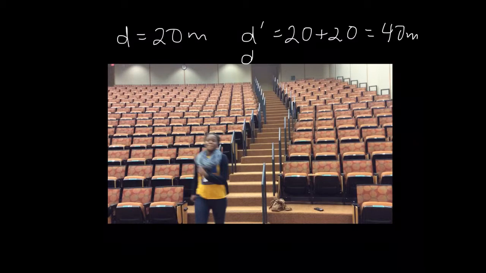Her displacement, however, which is actually the same symbol with just a little arrow over on the top of it, would be 0. This is because she ended up in the same place from where she started from.